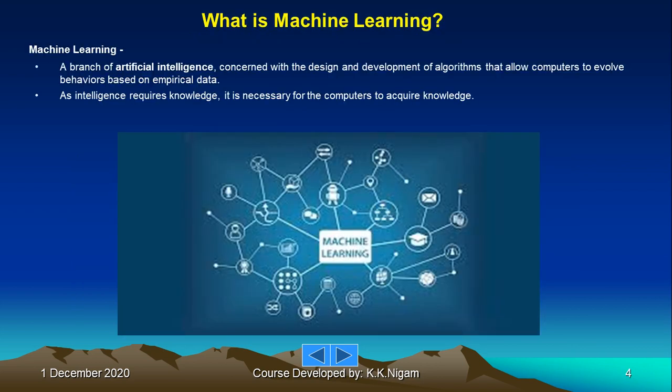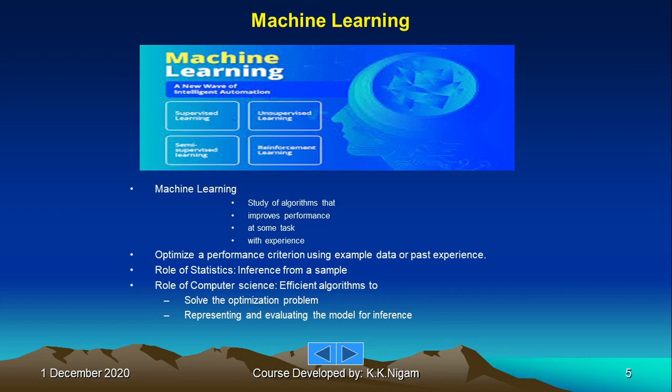Machine learning is a branch of artificial intelligence concerned with the design and development of algorithms that allow computers to evolve behaviors based on empirical data, the data that you have collected after doing the pre-processing etc. Now you have stored it in a repository which you are going to use for your analysis. As intelligence requires knowledge, it is necessary for computers to acquire that knowledge, because the knowledge built into the computer is going to be used for the particular analysis that we want to do.